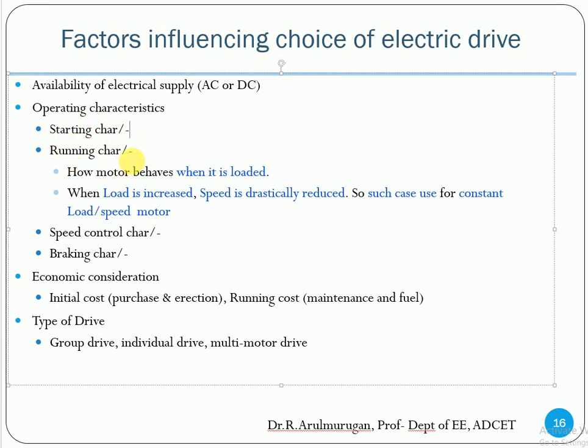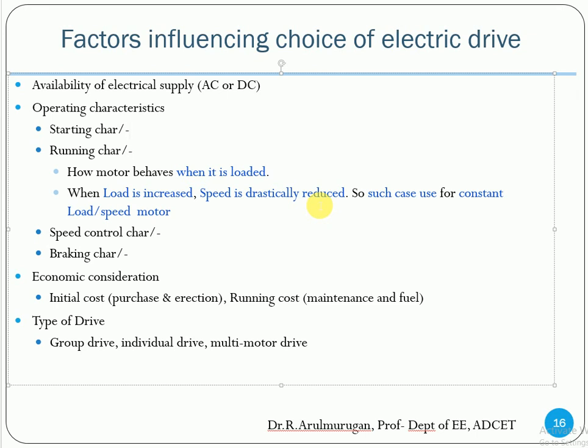Then the next one is the running characteristics. What about the running characteristics of your motor? When you apply a load, and the load value increases, does your motor need to rotate at constant speed, or is some speed fluctuation acceptable? Normally, when the load increases, the speed decreases; that is the general behavior. So even though you want to rotate at constant speed, you can go for a constant speed motor, a DC shunt motor or a synchronous type of motor.